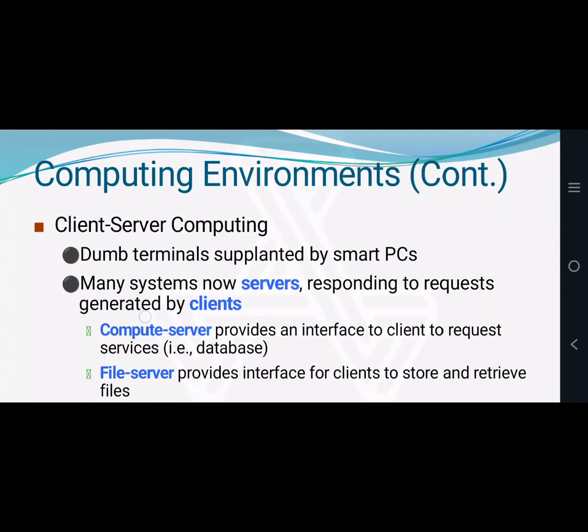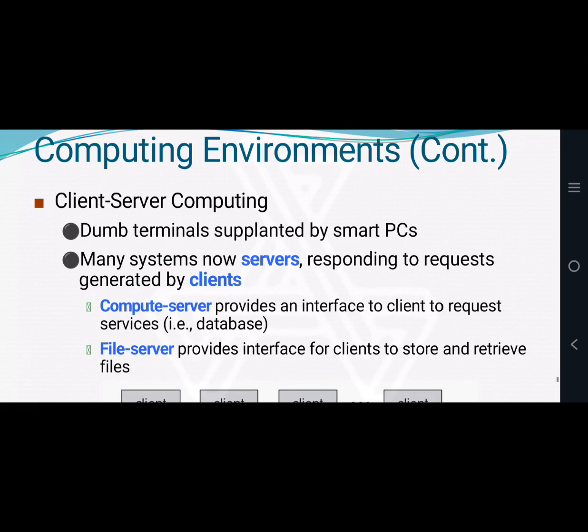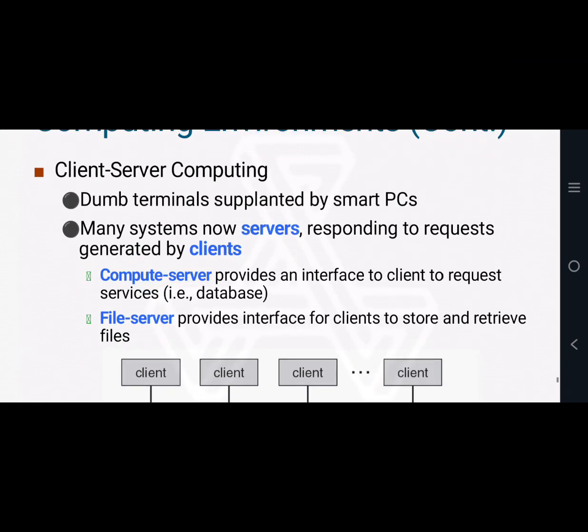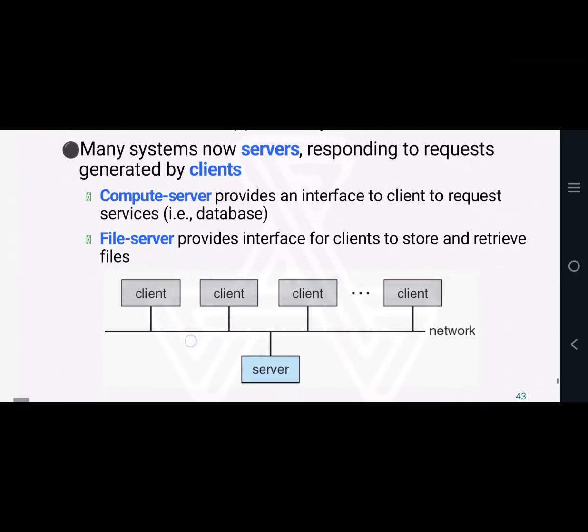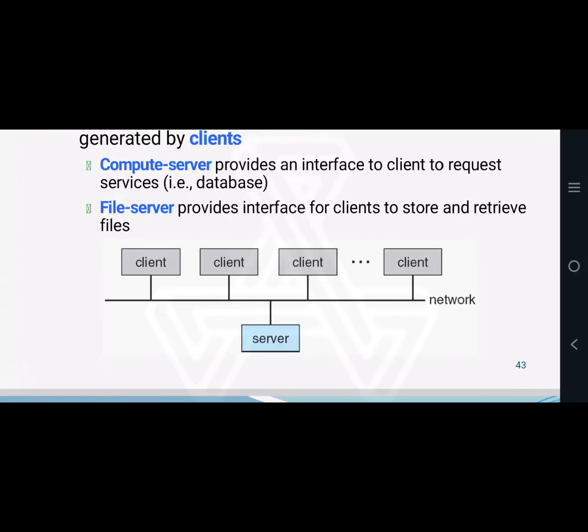Computing environments include client-server computing, where dumb terminals have been supplanted by smart PCs. Many systems now serve, responding to requests generated by clients. A compute server provides an interface to the client to request services. A file server provides an interface to store and retrieve files. Clients are on the network along with the server.